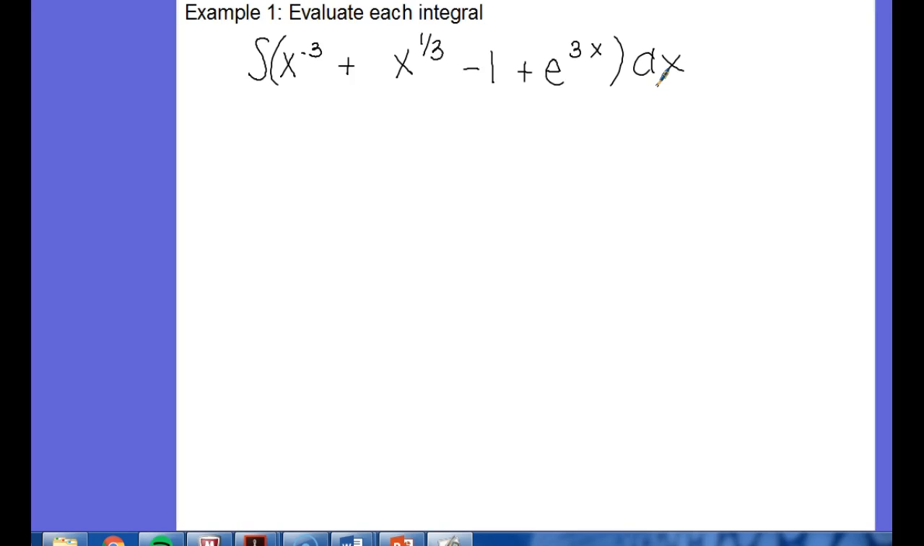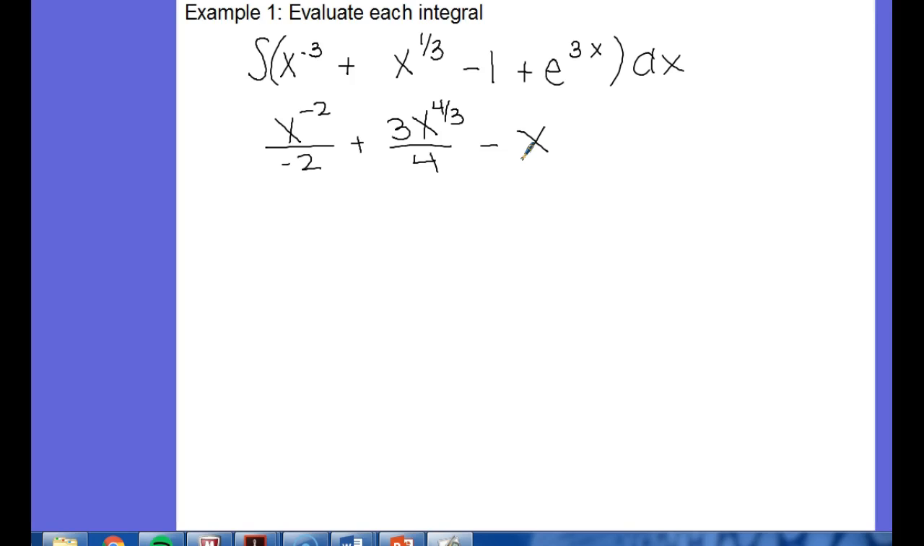x to the negative 3 all over x to the 1/3. Flip your fraction. You add 1, so 1/3 plus 1 is 4/3. You made me like I was like, what?